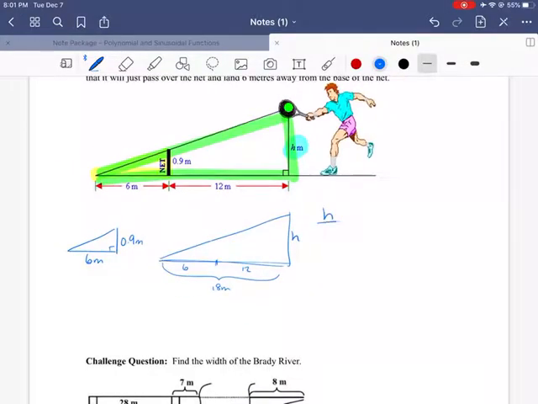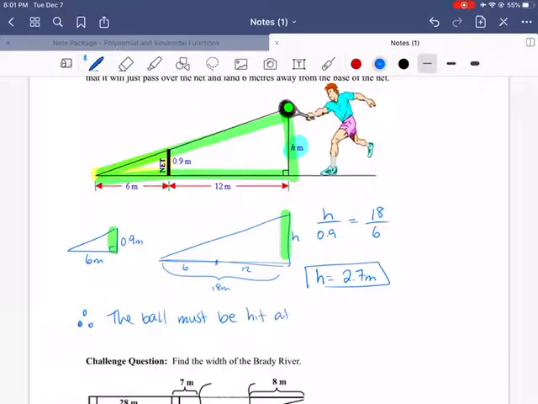So start with the unknown, h over 0.9, because those are the vertical heights there. And we're going to compare that to 18 over 6. And if you solve, h is going to be 2.7 meters. So therefore, the ball must be hit at a height of 2.7 meters.